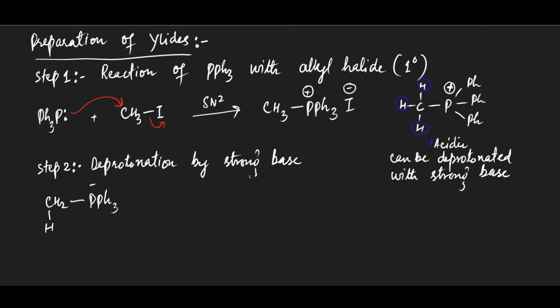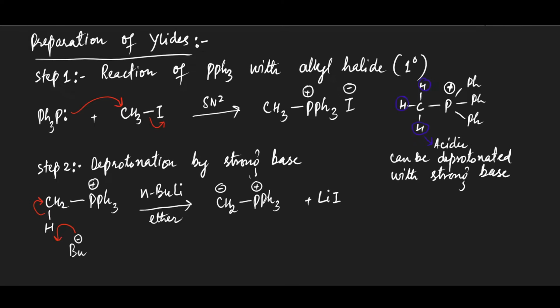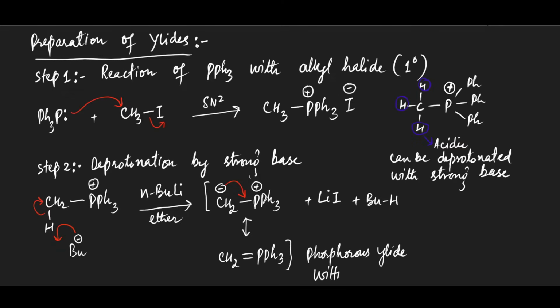The above phosphonium compound can be treated with base n-butyllithium in ether solvent. What happens is that n-butyl anion abstracts a proton from carbon, which is directly attached to positively charged phosphorus. This generates a carbanion adjacent to positive phosphorus. Other side products formed are lithium iodide and n-butane. This carbanion is resonance stabilized, and the other resonance structure can be written with a double bond between carbon and phosphorus. This structure is called phosphorus ylide or Wittig reagent.